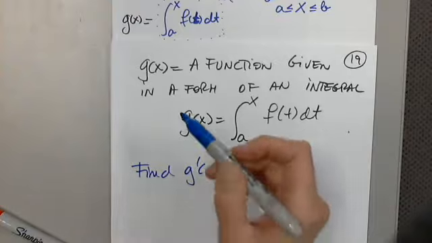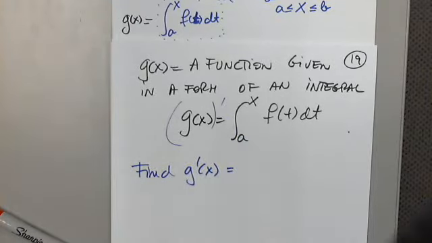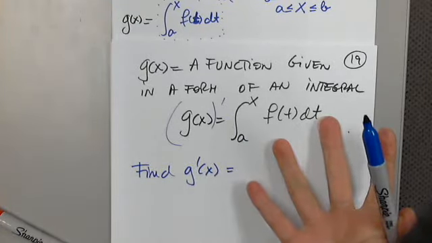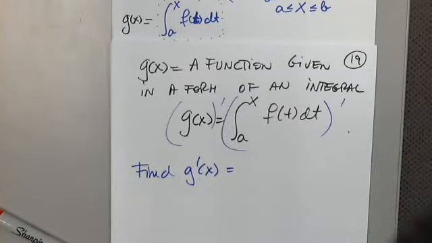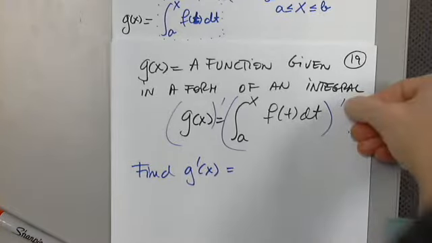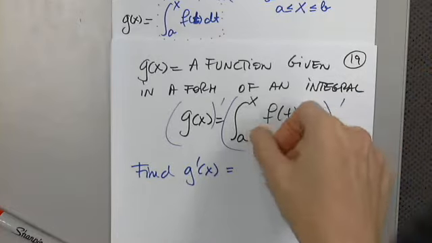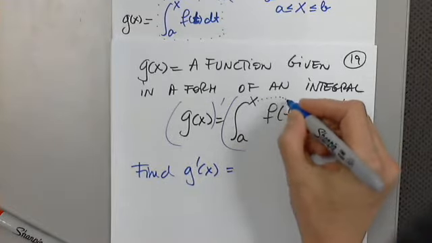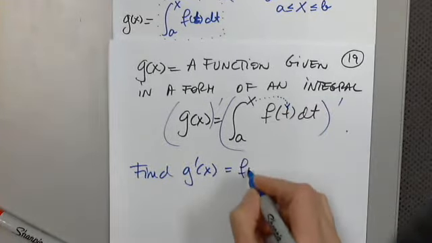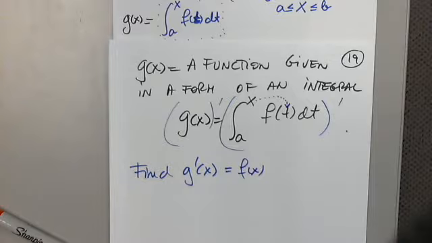If I want to differentiate this side to find g prime, what do I have to do to the other side? Very good. But what did we say about differentiation and integration? Right. So when I differentiate an integral, I will get the function. So what is the answer? And here's your hint. F of x. Very good. It is f of x.